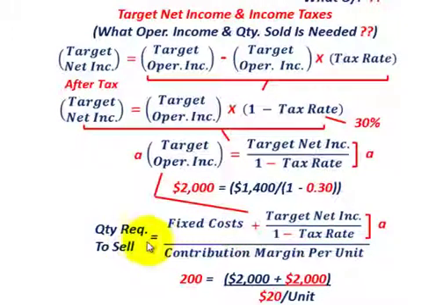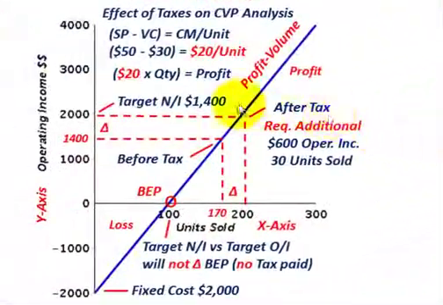Okay, so maybe let's go back and look at that graph one more time. So we went through our equations and we supported all our numbers. What we were looking at here, we calculated on a before tax basis. We had a specific profit before tax. That was simply, in this case, 170 units times $20 per unit. That gave us that operating income of $1,400. So that was our before tax amount.